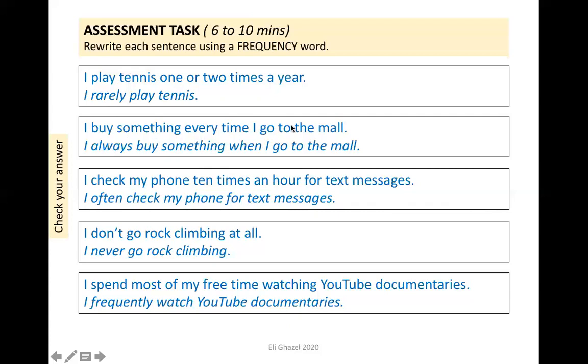I buy something every time I go to the mall. I always buy something when I go to the mall. I check my phone 10 times an hour for text messages, and you know who you are. I often check my phone for text messages. It's not always, because if you go like always, that means you do nothing else, right? I don't go rock climbing at all. I never go rock climbing. I spend most of my free time watching YouTube documentaries. I frequently watch YouTube documentaries. Now, remember, frequently, often, always, sorry, rarely, you might use other words and they would still be correct.